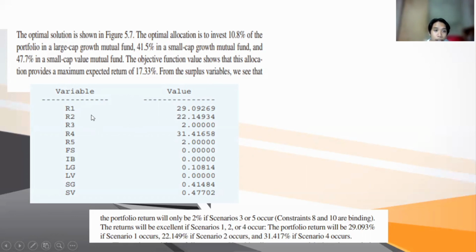Here we can see that the value of scenario 1 is 21.093, which is very large. Then in scenario 2, the equivalent is 21.149. Then also scenario 4, which is 31.417.